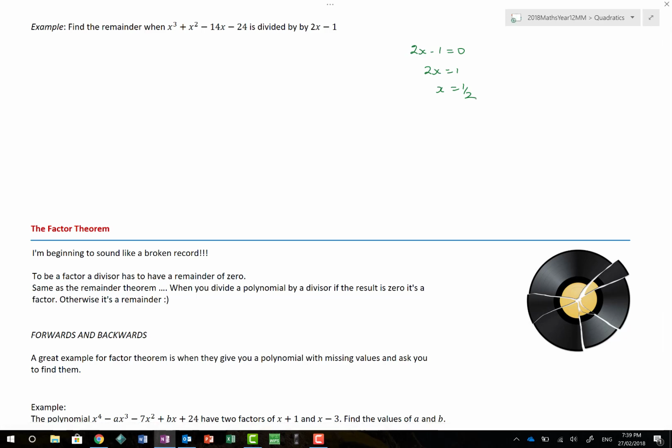So what do we get? We get 1/2 cubed plus 1/2 squared minus 14 lots of a half minus 24. Well, 1/2 cubed is an eighth, plus a quarter, minus 7, minus 24. I don't need to go further to realize that that is not going to equal 0. If the question wanted it, and for time I'm running out, we'd actually write down what the physical remainder was. But the good thing is I now know that it is not a factor.